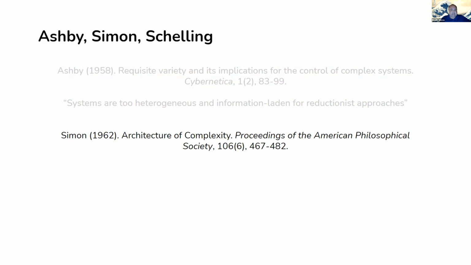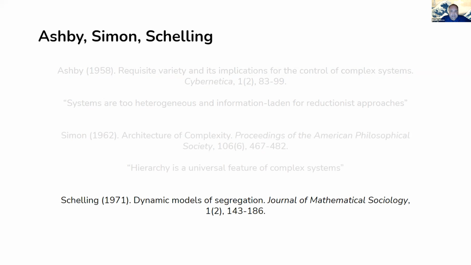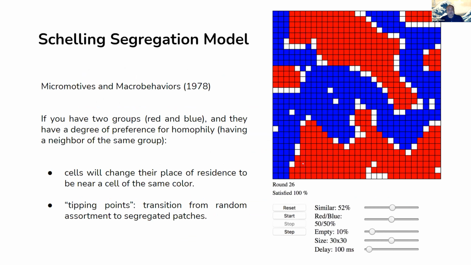And then Simon in 1962, in The Architecture of Complexity, argued hierarchy is a universal feature of complex systems. Again, that's nice, and we're kind of showing this with these different layers. And then Schelling, in dynamic models of segregation, said you can create segregation from random initial conditions. You can start with a bunch of random things and you can end up with this segregated array of things.